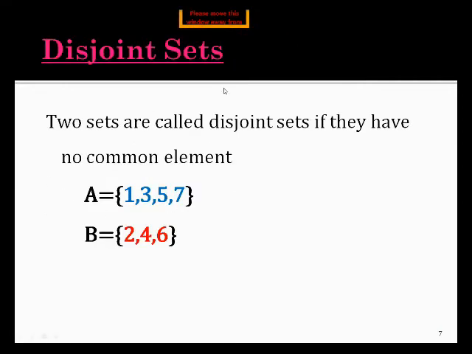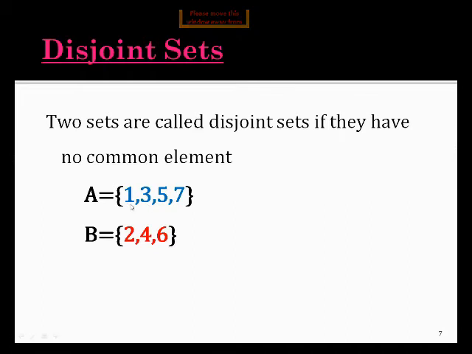Disjoint sets. Two sets are called disjoint sets if they have no common element. The set A = {1, 3, 5, 7}. In the set B, we have {2, 4, 6}. Okay, this kind of set is called disjoint sets. Why are they called disjoint sets?